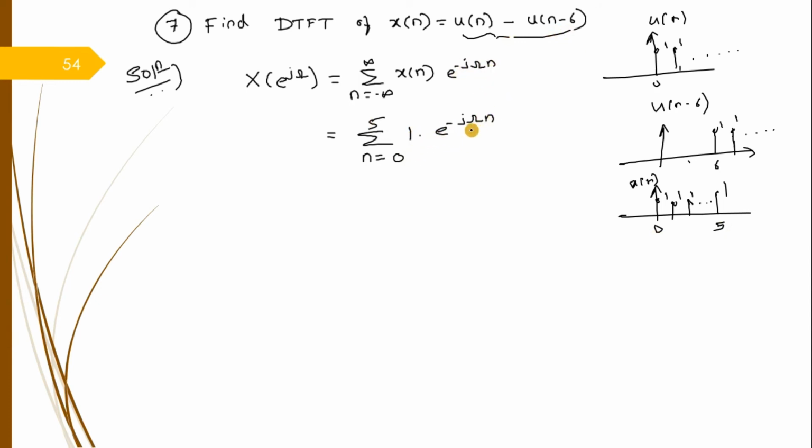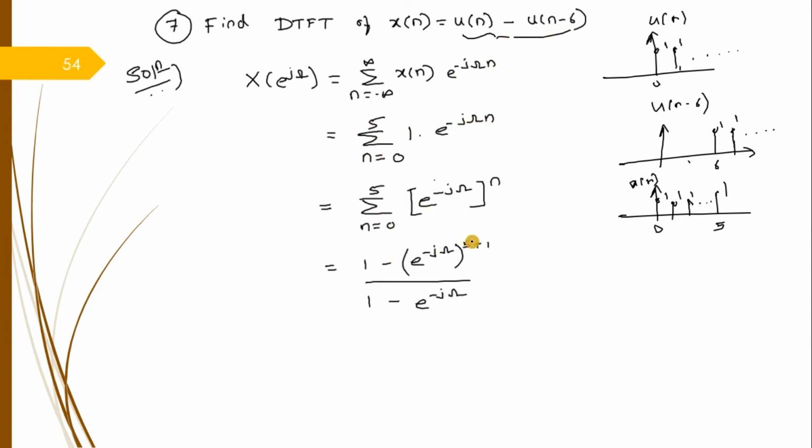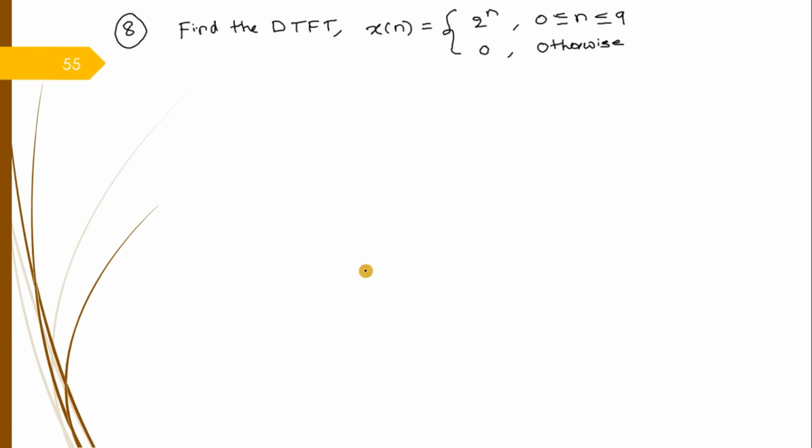So e raised to minus j omega n. If I apply the formula of summation alpha raised to n, I get 1 minus alpha raised to the upper limit plus 1, that is 5 plus 1, divided by 1 minus alpha. In place of alpha, I'm having e raised to minus j omega. So that is what I got here. This is your answer. 5 plus 1 is 6. Very simple. Okay. So such a problem can be asked for 5 marks or 8 marks or 6 marks.